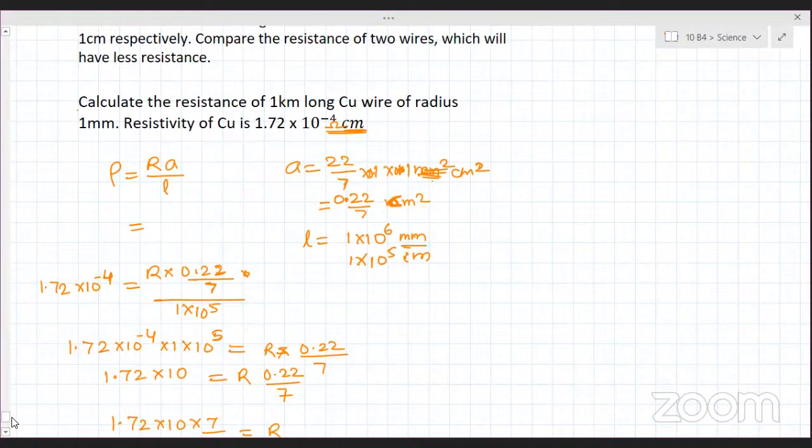Ma'am, I'm getting 5.4 into 10 to the power 2. Ma'am, I got 548, ma'am. Ma'am, I didn't convert the millimeter. That's why I got 547.77.